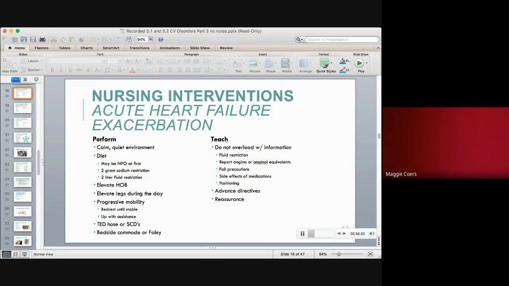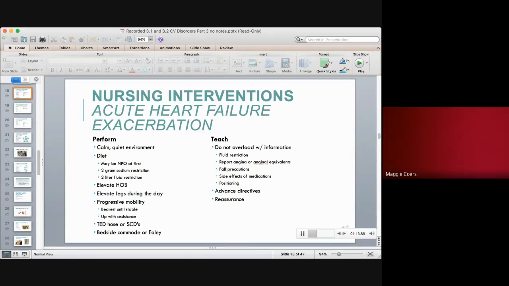Head of the bed can be elevated. That helps with breathing, helps them expand the lung field. Elevating their legs during the day is important because of the peripheral edema and gravity. If their legs are always dependent, then gravity will pull that fluid towards their feet.